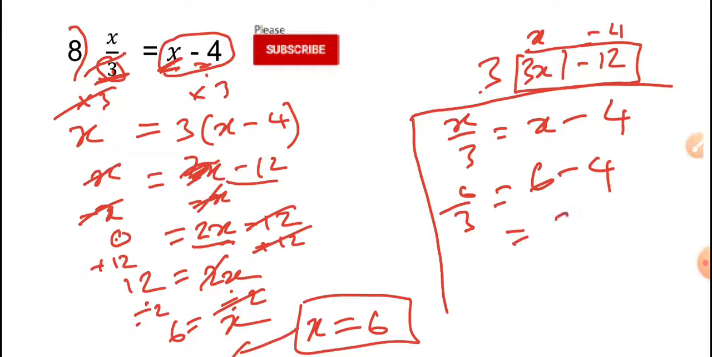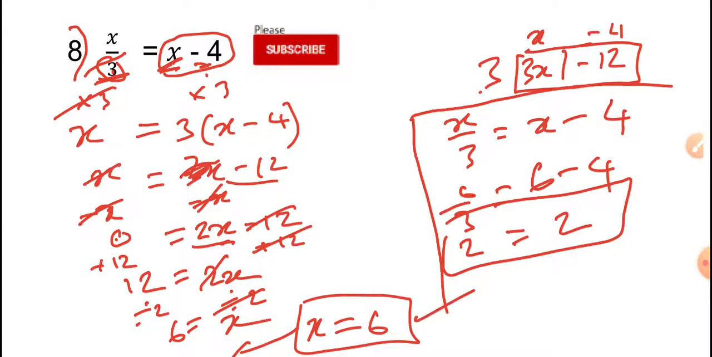So 6 take away 4 is 2. 6 divided by 3 is 2. So 2 is equal to 2, so we are correct. x is equal to 6. Now ideally I should have done this there with all the equals lined up.